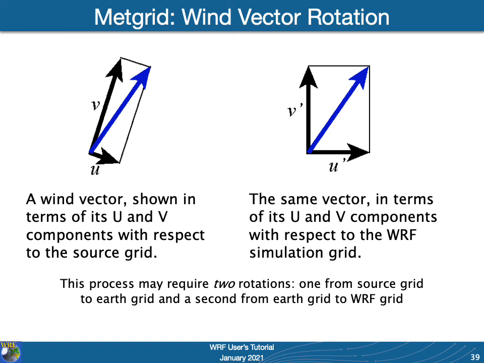So here we can see an example of rewriting the same wind vector with respect to a different basis. We can imagine that this blue vector here represents the true wind vector, and the U component represents the westerly component, and the V component represents the southerly component of this wind vector. After the Metgrid program finishes running, the Metgrid program will have rewritten the same wind vector so that it's with respect to the X and Y directions in our model grid, because that's what the ARW solver expects from the wind field.